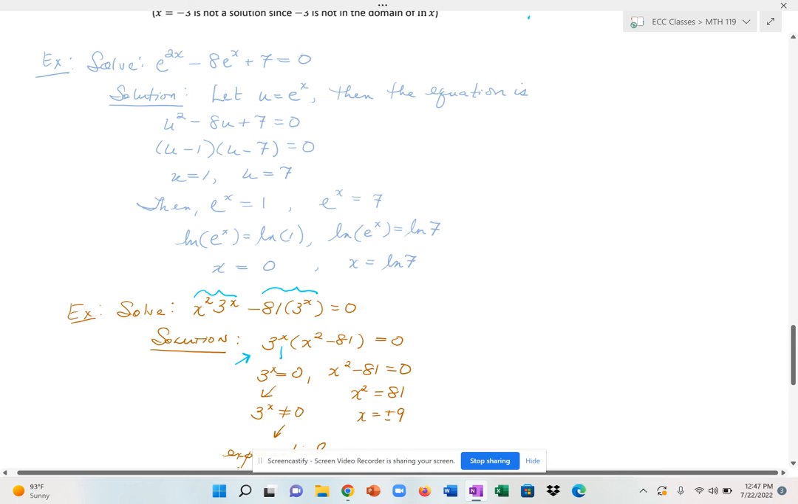Then I set this factor equal to 0 and this factor equal to 0. Let's deal with this one first. It's the easier one. I added 81 to both sides, then I took the square root of both sides. I get two solutions, positive 9 and negative 9. But on the left side, this one doesn't quite work out. 3 to the x, even if you tried, you would not be able to solve that.